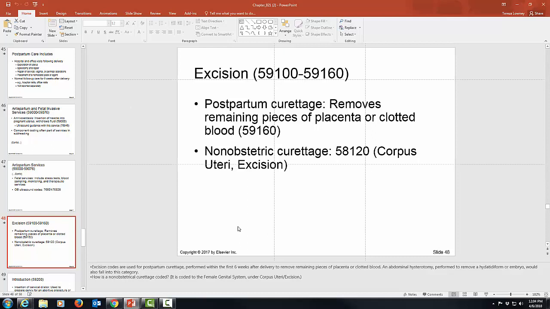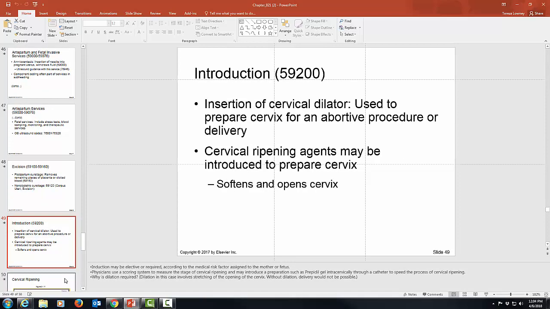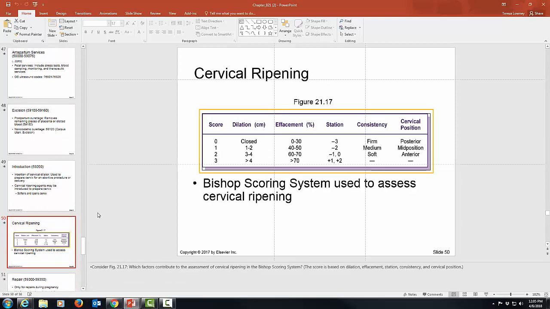So here we have postpartum curettage, which removes remaining pieces of placenta or clotted blood, or a non-obstructive curettage is 58120, and we had just talked about that in the excision section. Okay, introduction 59200, insertion of a cervical dilator used to prepare the cervix for an abortive procedure or a delivery. It's often called cervical ripening. Those agents may be introduced to prepare the cervix. It softens and opens it. And so we sometimes try to do this to help speed along a delivery if a patient is to the point of her estimated day of delivery and she is not progressing.